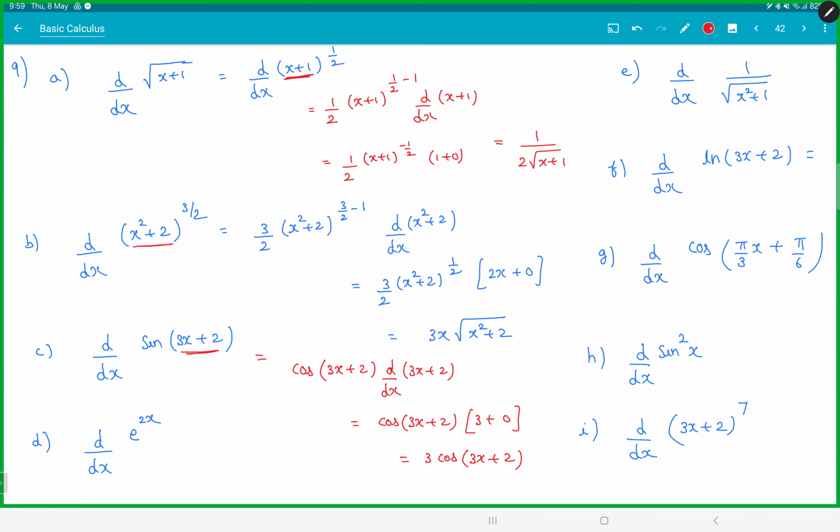This is looking like e power something. So e power something is e power something, then differentiate whatever is in that function. And we know e power x is e power x only. And the differential of 2x is 2. So this is 2 into e power 2x. Please check your answers for ABCD.